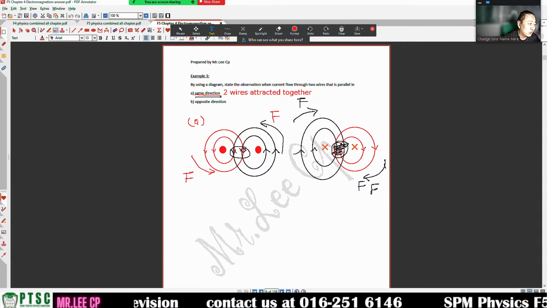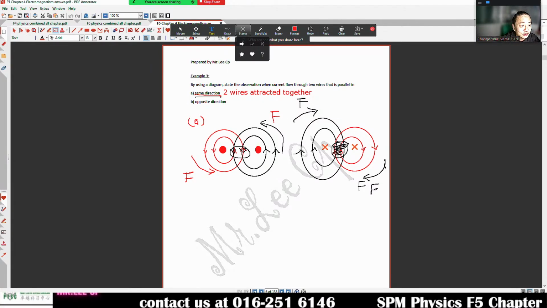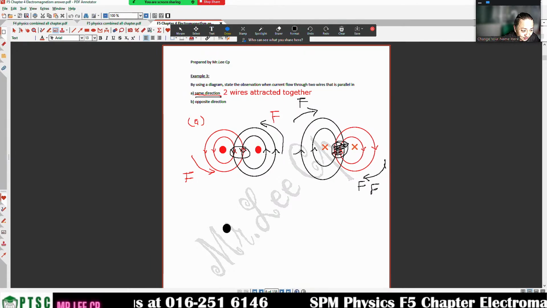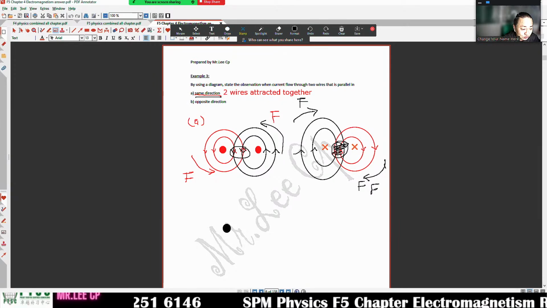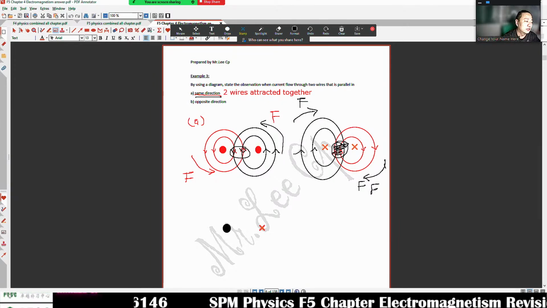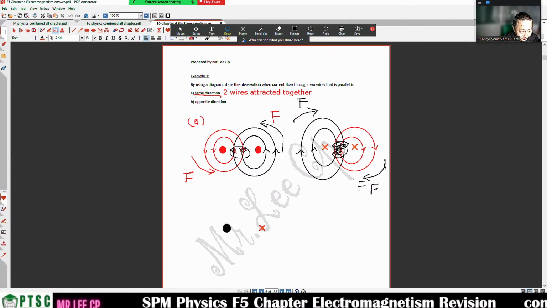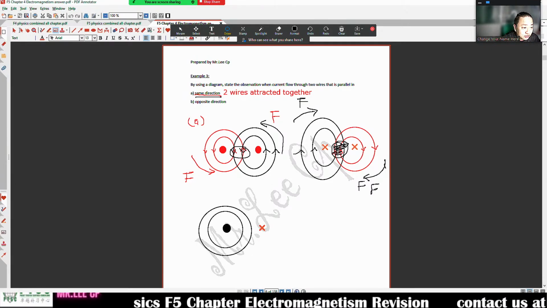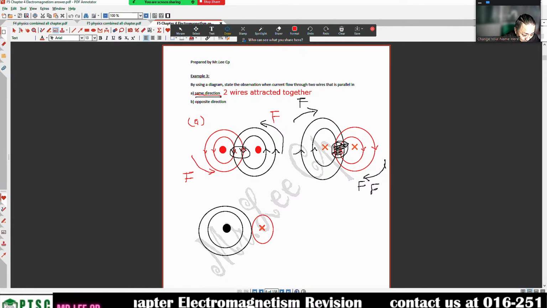But how about when they flow in the opposite direction? So we need to draw. One dot, one going out, and the other one going in. I don't want to draw another one, so I just draw one, enough. This one, the black one, is the field produced by the red one. I want to see what happened.